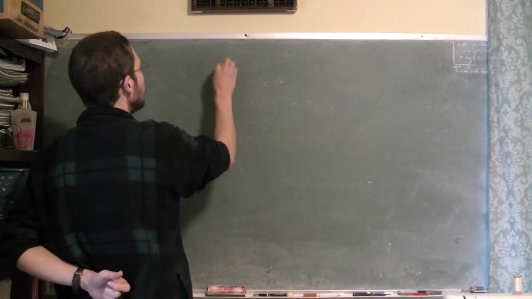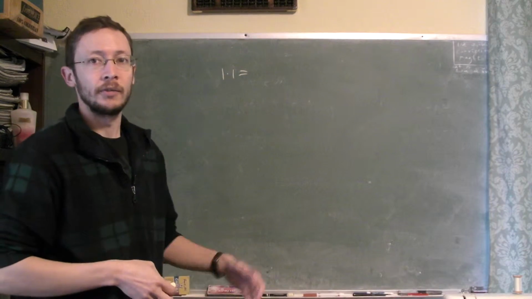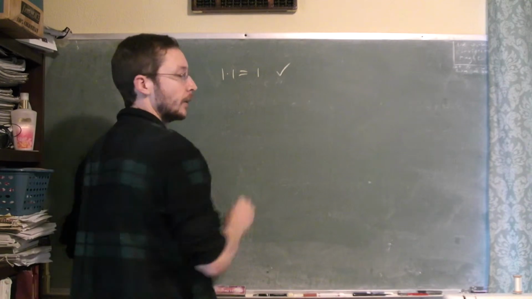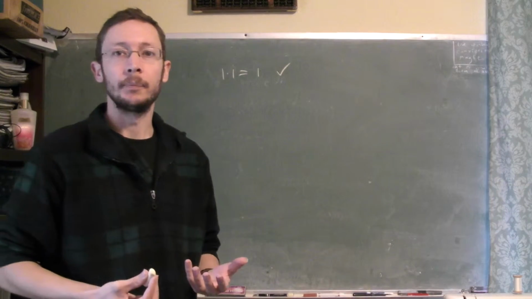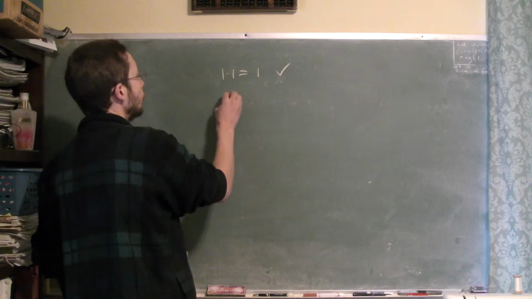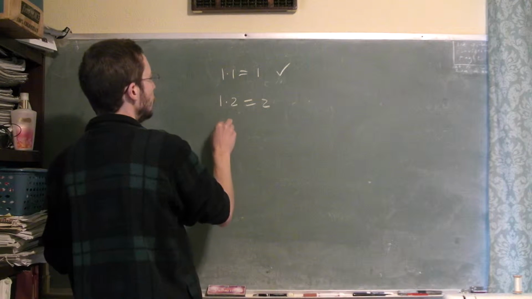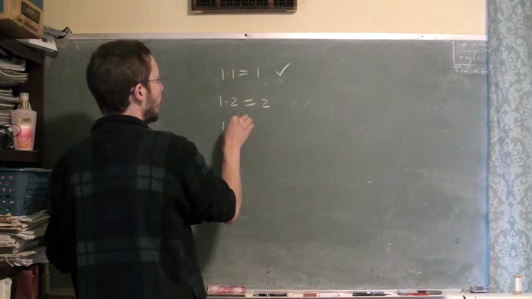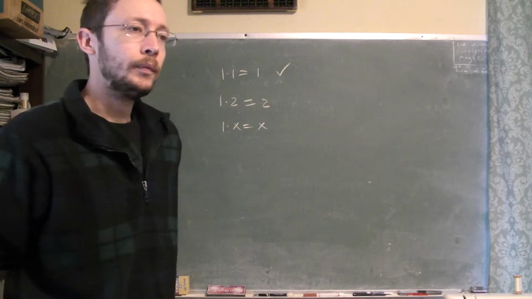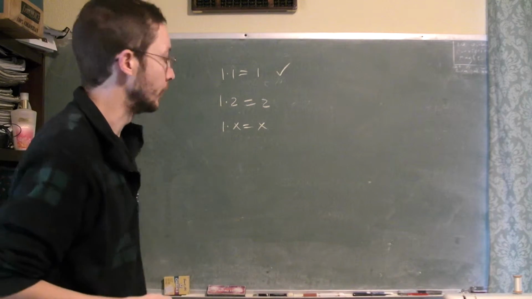We know that 1 times 1, the definition of multiplication says that if you multiply 1 by anything, you get 1. So basically that establishes a foundation, right? Once you have that, you can apply that to any number, right? 1 times 2 is certainly the same as 2. 1 times x is certainly the same as x. So that multiplication by 1 serves as a foundation that everything else is built on, right?